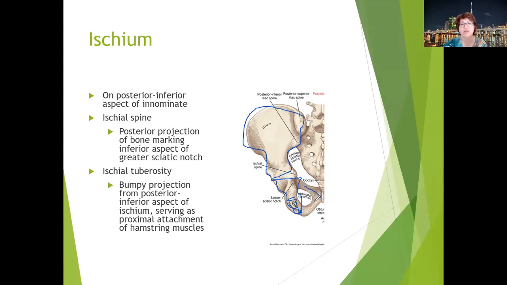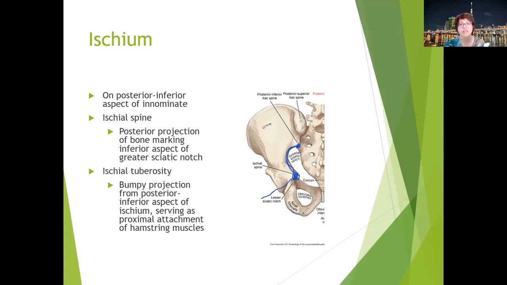The anterior inferior part is the pubis, and it has two rami, two arms. It has the inferior ramus and the superior ramus. So the ischium has one ramus and the pubis has two rami. So the ischial spine is the posterior projection marking the inferior aspect of the greater sciatic notch. So this is the greater sciatic notch. This is the posterior inferior iliac spine, and this is the ischial spine right there.